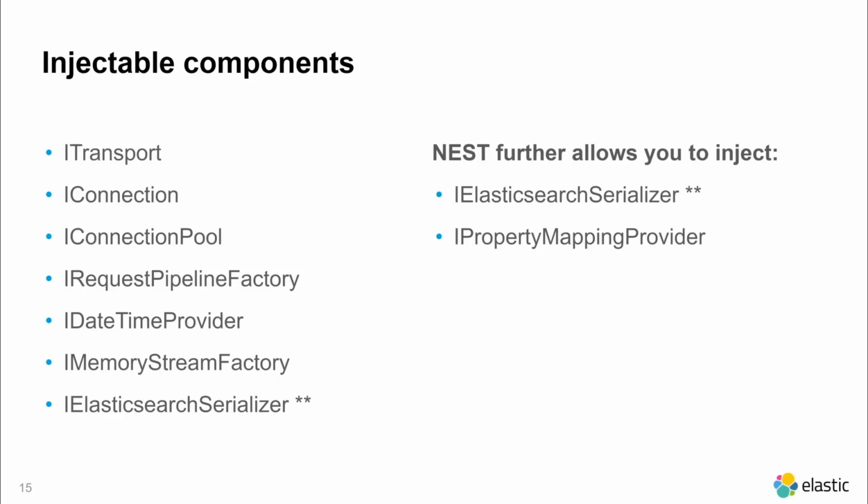And then you can inject a custom Elasticsearch serializer. And there's some asterisks there. These are the components that you can inject in the low-level client. And the same is true for the high-level client. But it also allows you to inject an Elasticsearch serializer, which is the same dependency as the low-level client, but used slightly differently, which I'll touch on in the next slide. And an IPropertyMappingProvider.